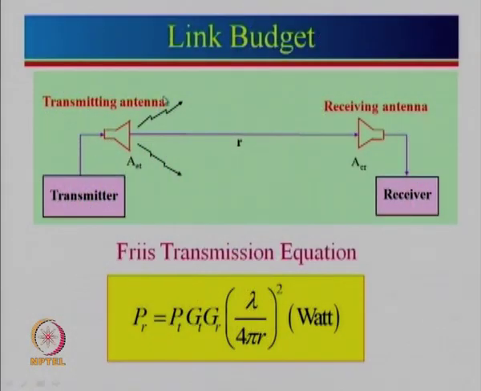A link requires a transmitting antenna. Let us say we have a transmitter, that transmitter is connected to the transmitting antenna, and then there is a receiver with a receiving antenna, and in between the transmitter and receiver the distance is r. What we need to do is find out, if there is a certain transmitted power and a given antenna gain, what will be the received power. So, received power is given by this particular expression.